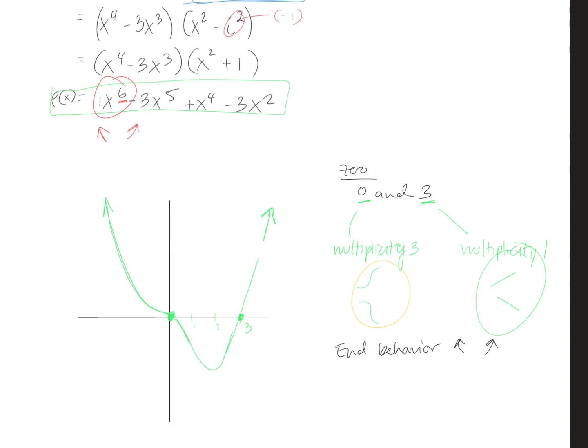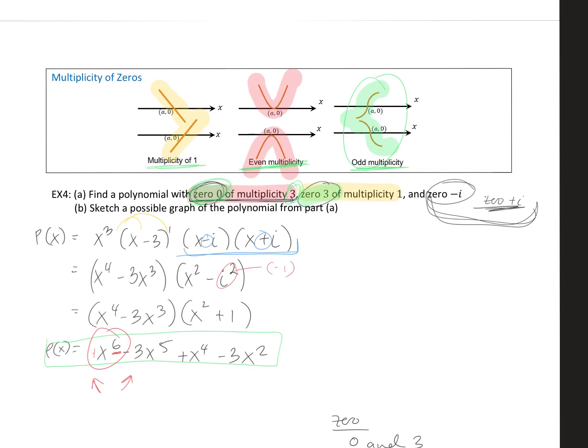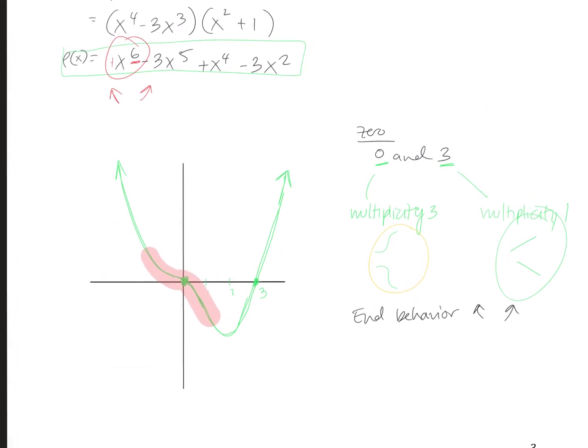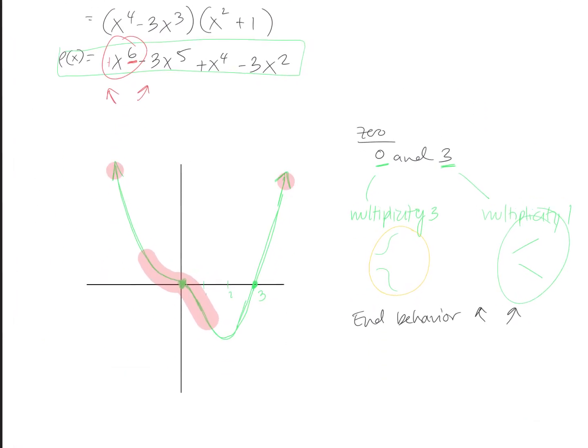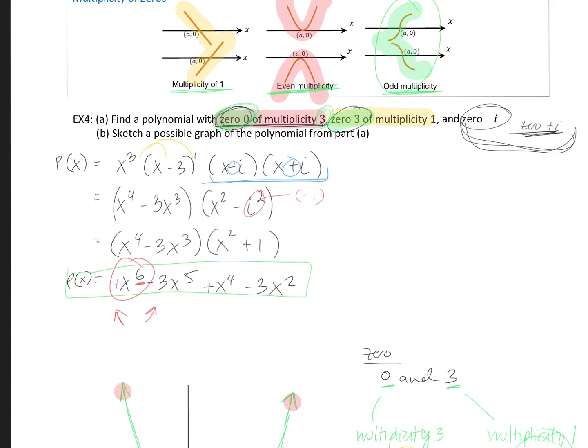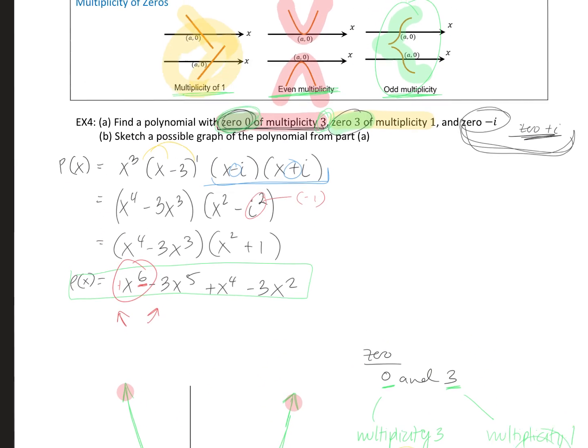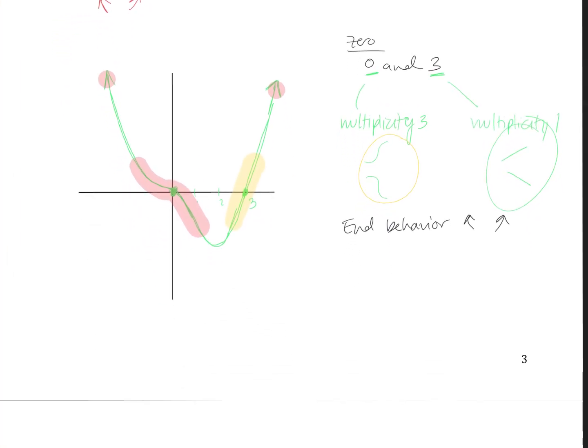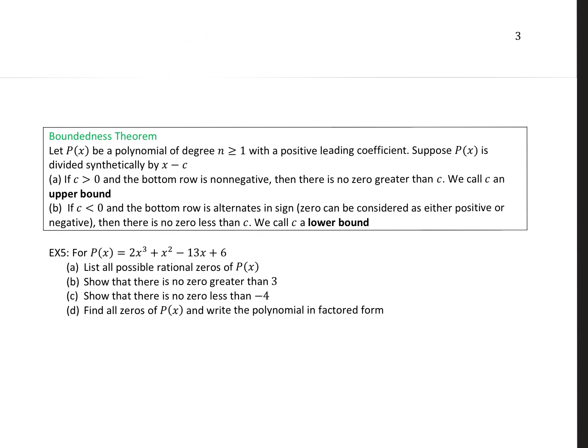And on through. And there we go. So again, because 0 had multiplicity 3, we knew it had to have a curving to it, based on our definition above. And the way it curved, again, was based on our end behavior. And then for the 0 of 3, we knew it was going to be straight, based on its multiplicity of just being 1. All right, so that is that for the graphing.